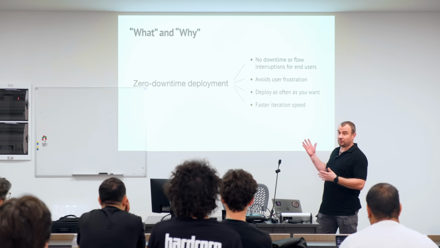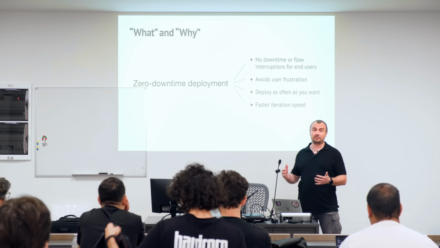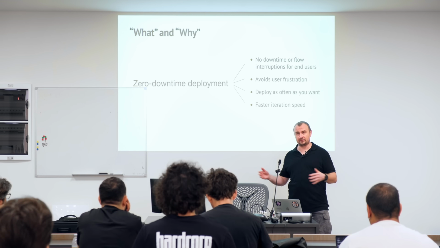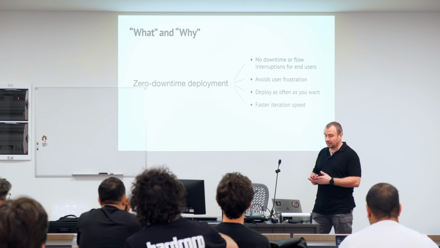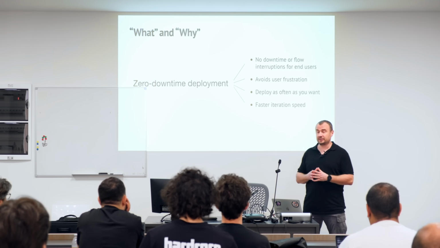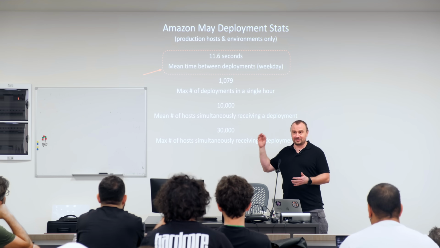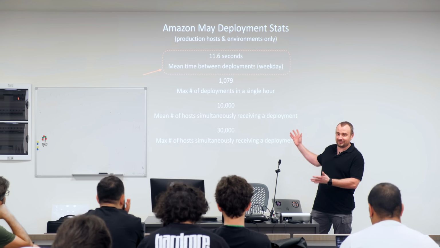Why? Because we want to avoid user frustration and because we want to deploy as frequently as we want without interrupting user flow. And it enables faster iteration speed. How much faster? Maybe some of you have seen this Amazon presentation on one of the developer conferences. They're deploying every 11 seconds on average. And as you can imagine, if they had any downtime during the deployment, it would be impossible.